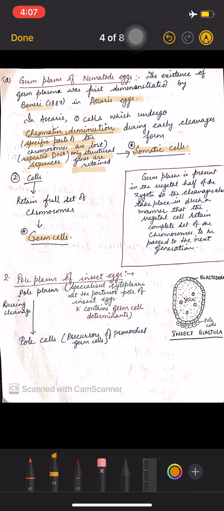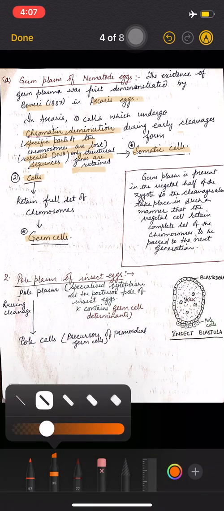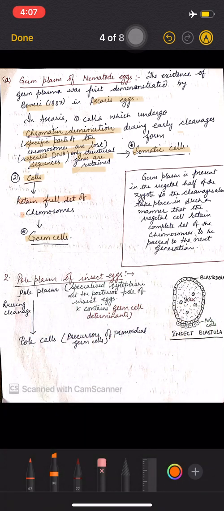So in Ascaris, the cells which undergo chromatin diminution during early cleavages form the somatic cells. The chromatin diminution में क्या हुआ? Some specific parts of the chromosome are lost and only the structural genes are retained and they behave like somatic cells. On the other hand, the cells which retain the full set of chromosomes form the germ cells. So two types of cells, germ cells and somatic cells, right? तो germ cells, why do they retain the full set of chromosomes? अब सिर्फ इन्हीं cells में ही क्यों full set of chromosomes आया और somatic cells में chromatin diminution क्यों हुआ? Because ये जो germ cells हैं कहाँ से बनते हैं? germ plasm से, और ये germ plasm कहाँ पे present है? In nematode eggs ये germ plasm present है in the vegetal half of the zygote, right?